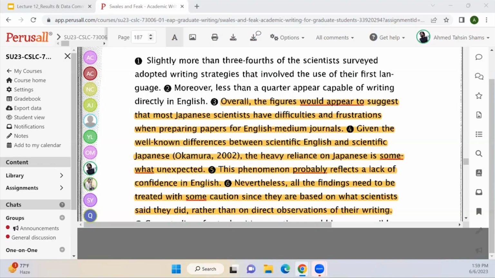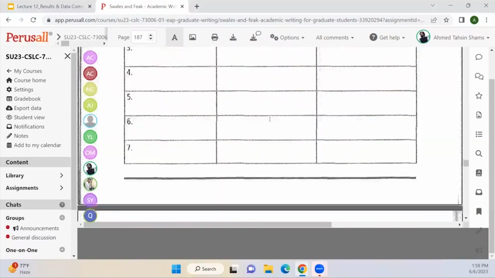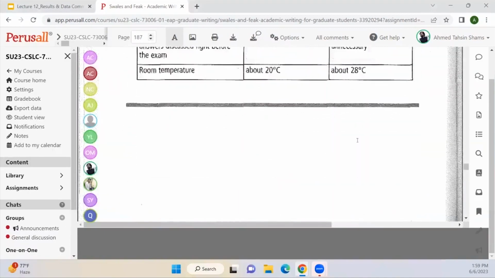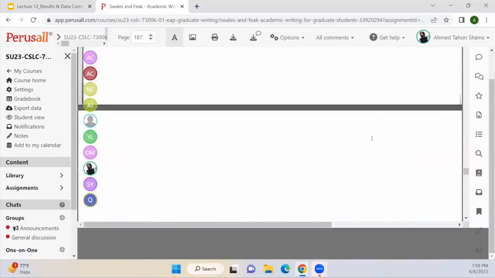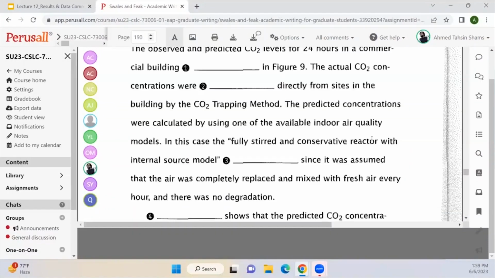Now, the next task is task 6. So let's go to page 18. Task 8, right?